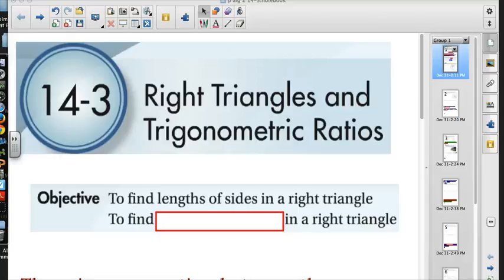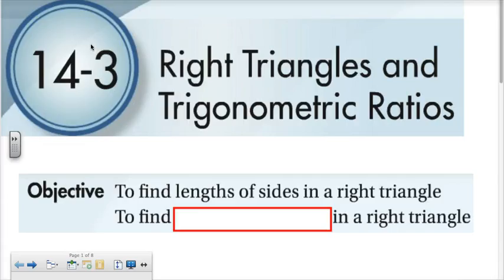This is the Algebra 2 lesson for section 14.3, and this is going to be day 1, and it's about right triangles and trigonometric ratios. And remember, the trigonometric ratios we learned in geometry as SOHCAHTOA. Sine is opposite over hypotenuse, cosine is adjacent over hypotenuse, and tangent is opposite over adjacent.